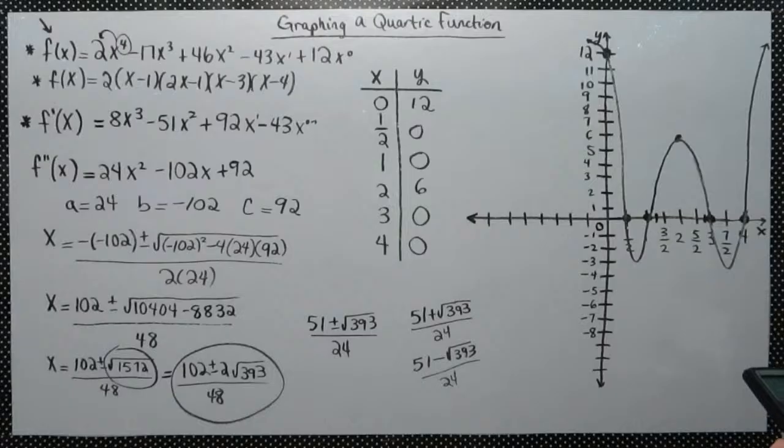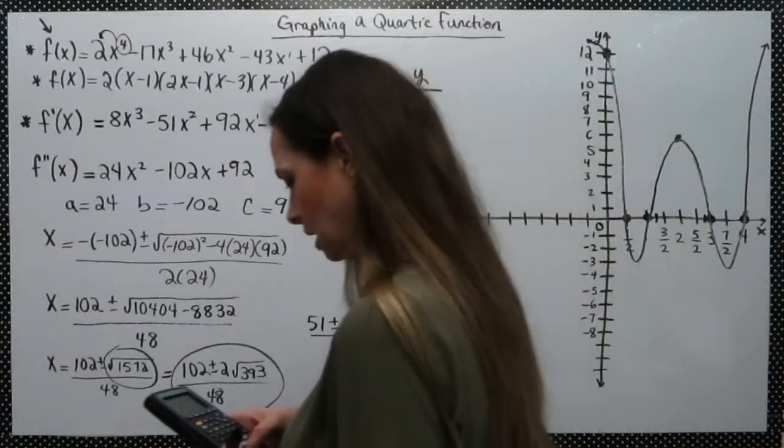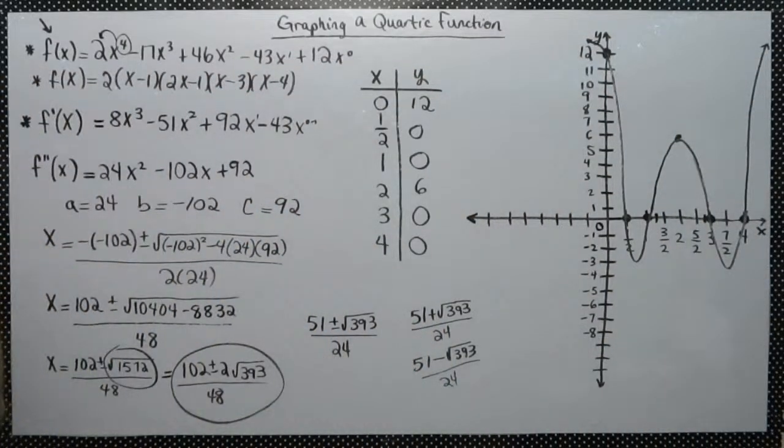So I've got that one. Let's go ahead and put that original function in. I never did. All right, x to the 4th minus 17x cubed plus 46x squared minus 43x plus 12.